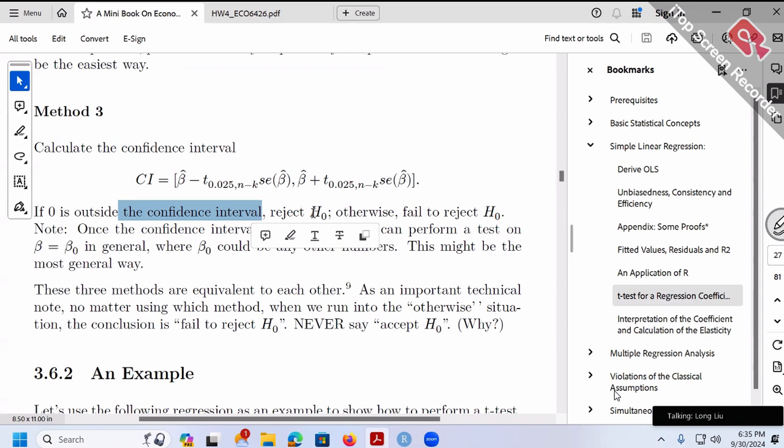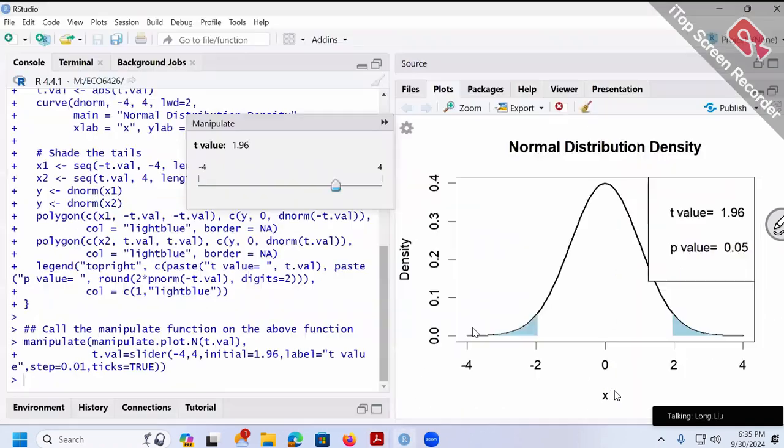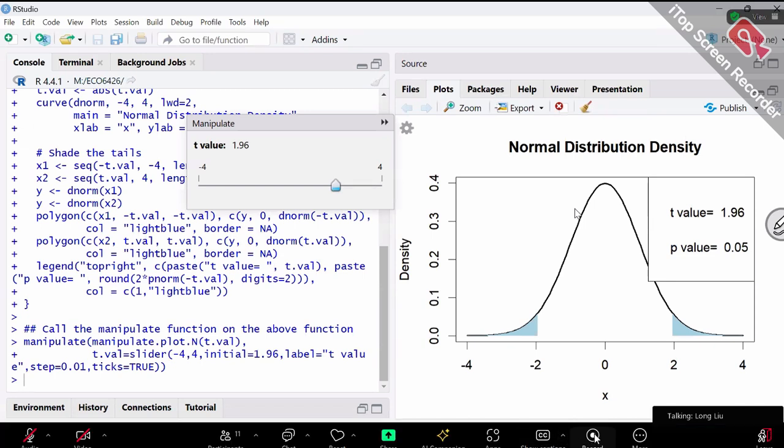Since these three should be equivalent to each other, no matter which one you use, you should get exactly the same result. Let me show you some detail about this p-value, t-value, and so on and so forth. In class, we call it a t-ratio or p-value. The corresponding relationship is something like this.